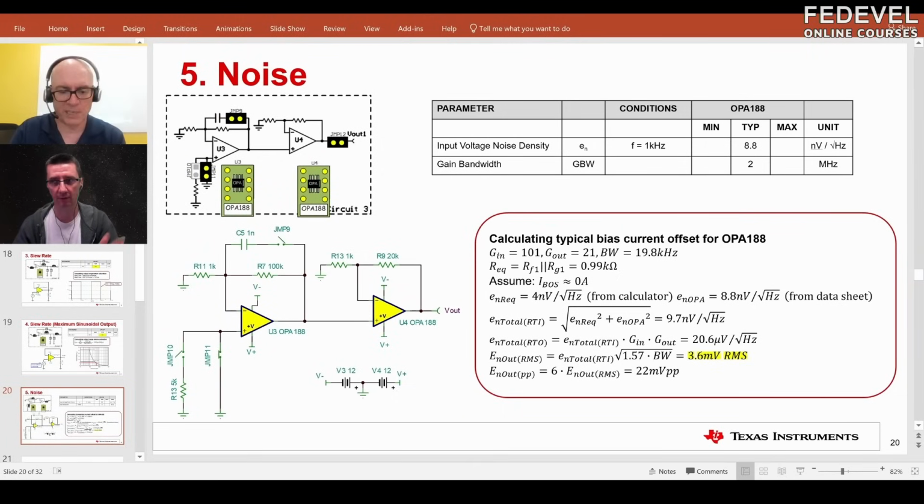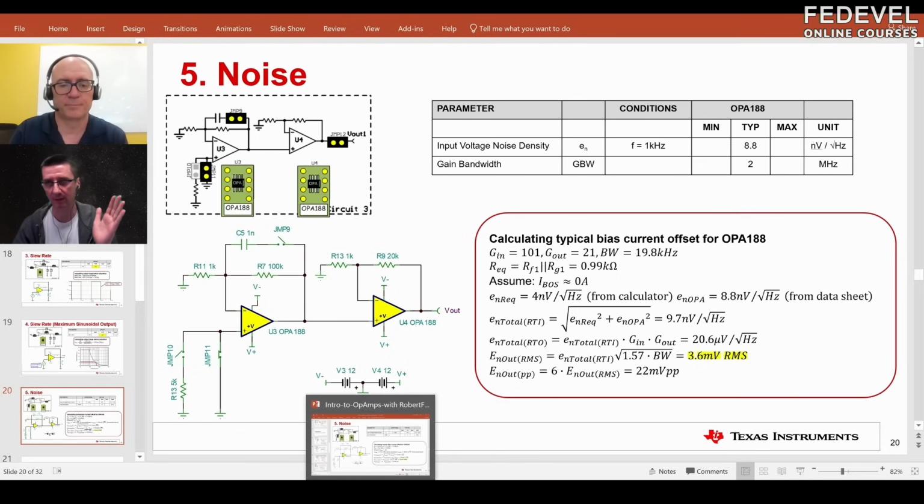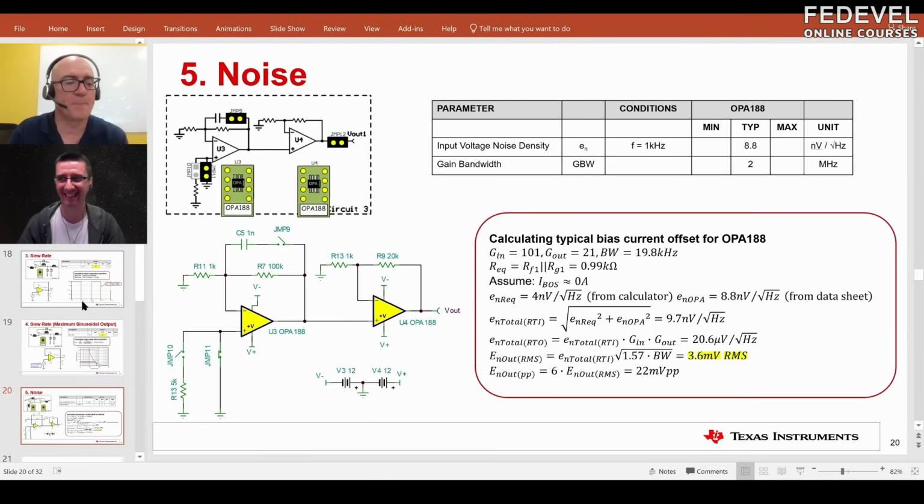And if we can just cut off the noise from the higher frequencies, then we can drop the total noise down. Right? Okay. Exactly. I understood.